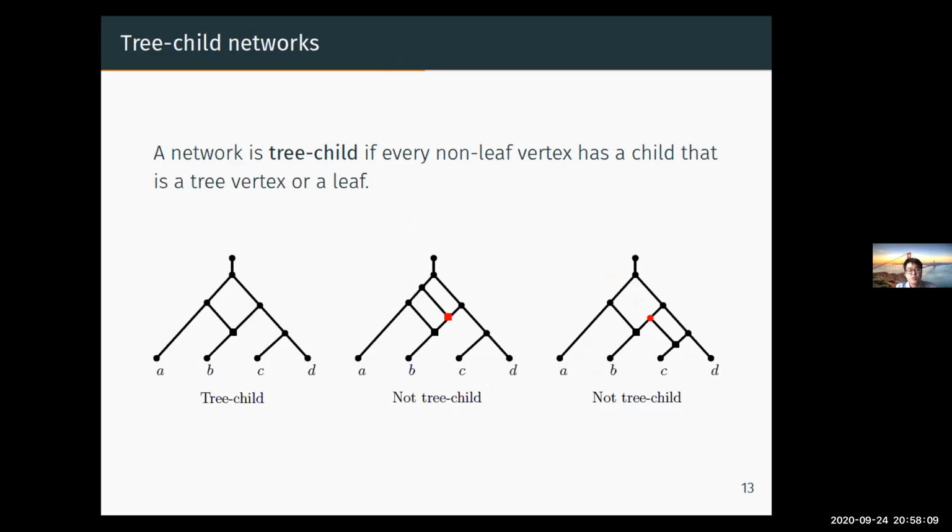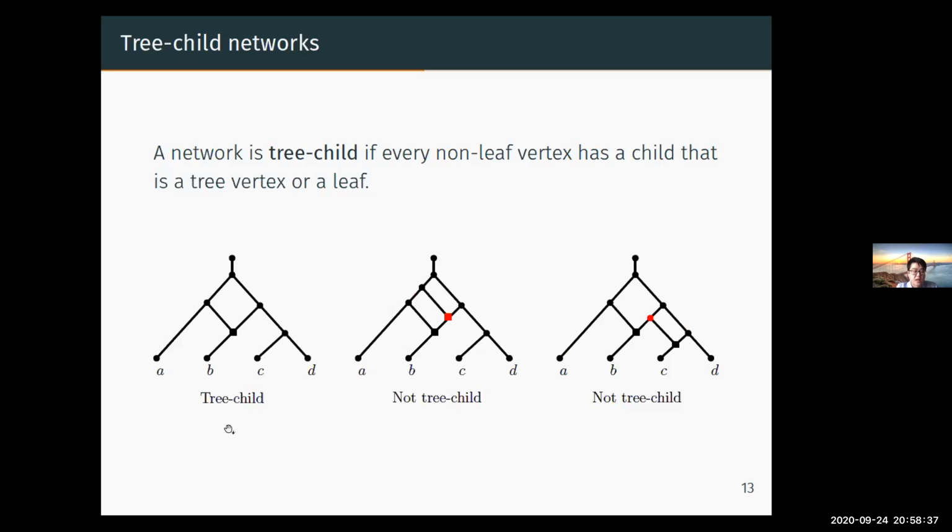What is generally done in phylogenetics is you look at a restricted class of networks so that the problem becomes a bit easier. The networks that we want to look at now are the tree-child networks. The definition of a tree-child network is that every non-leaf vertex has a child that is a tree vertex or a leaf.